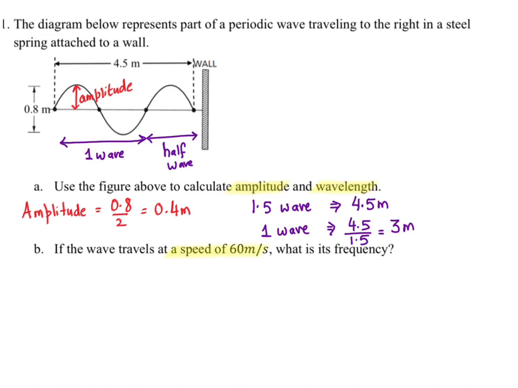Next, it tells us the wave speed is 60 meter per second. What is the frequency? We will use the wave equation, substitute the numbers into that, use our calculator. We get the answer as 20 hertz. That's straightforward.